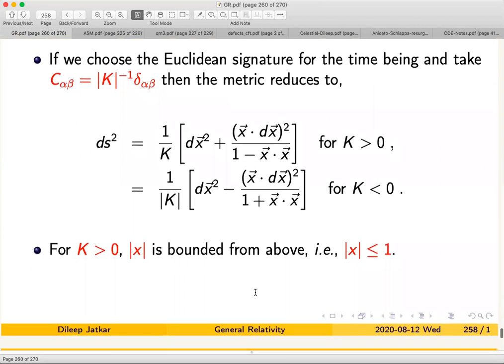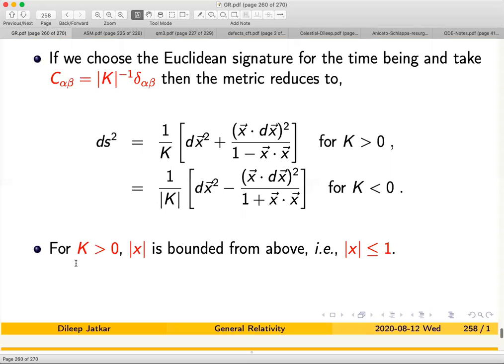So now you can see that if k is greater than 0, then the mod x value is bounded from above, because there's a 1 minus mod x squared sitting in the denominator, right? So if mod x is greater than 1, then you are in trouble. In fact, you cannot cross mod x greater than 1, because going from mod x less than 1 to mod x greater than 1 involves a singular behavior. So mod x is bounded if k is greater than 0. But if k is less than 0, there is no such bound. Mod x can be anything.